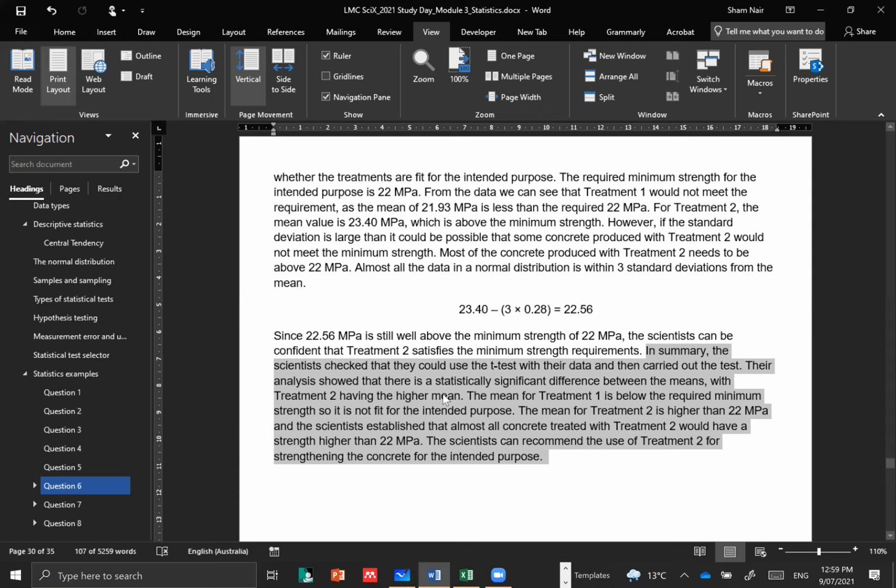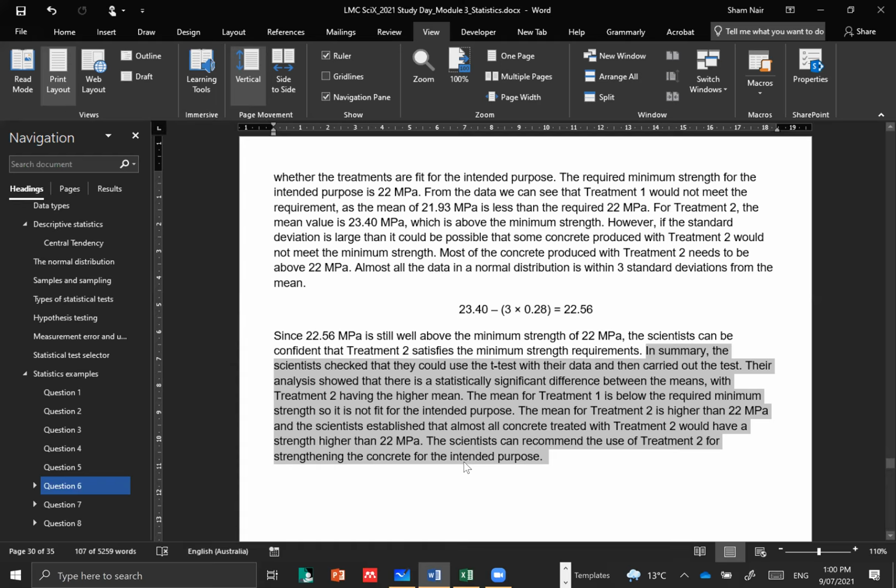Look at the wordings here. The mean for treatment 1 is below the minimum, so it is not fit for the intended purpose. The mean for treatment 2 is higher than 22 megapascals. And the scientists then established that almost all of the concrete treated with treatment 2 would have a strength higher than 22 megapascals. The scientists can recommend the use of treatment 2 for strengthening the concrete for the intended purpose.